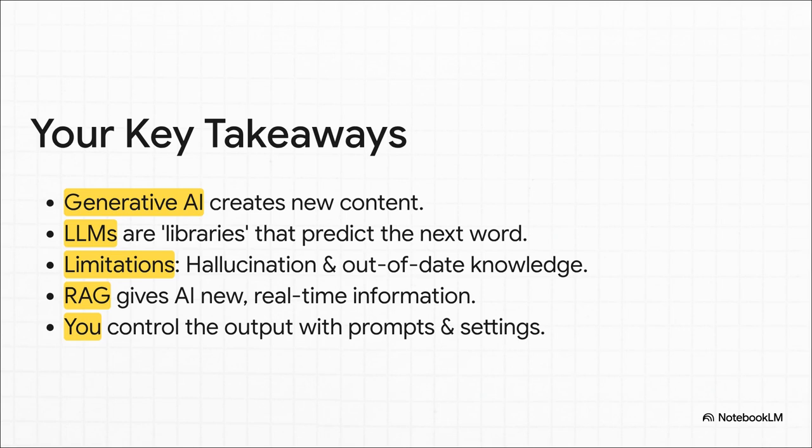All right, so let's wrap this all up. What are the big takeaways? Generative AI isn't magic, it's a tool. It works by predicting the next word based on a huge library of info. But that library has limits, which leads to problems like making stuff up or having old news. The key fix for that is a trick called RAG, which lets it borrow new information. And most importantly, you are in the driver's seat, using your prompts and settings like temperature to control the outcome.